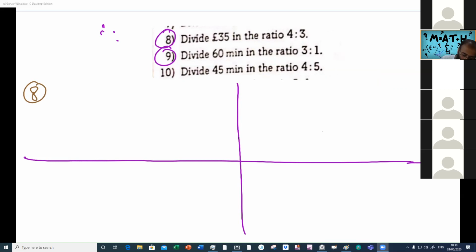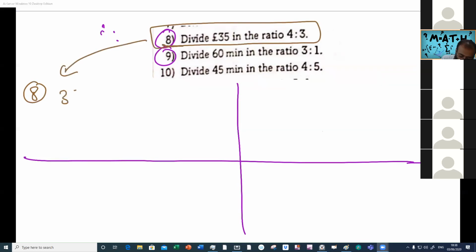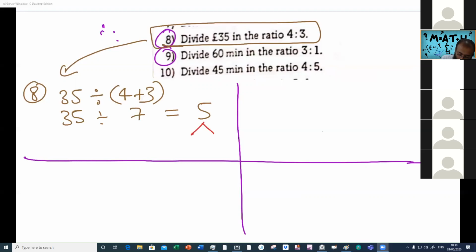Go. Divide 35 pounds in the ratio 4:3. First thing you have to do is 35 divided by 4 add 3, which equals 7. Yeah. And then you do 35 divided by 7, which equals 5. Beautiful. Keep on going. Then you times it by the ratio. Okay, what does that give us finally? 20 to 15. Fantastic.